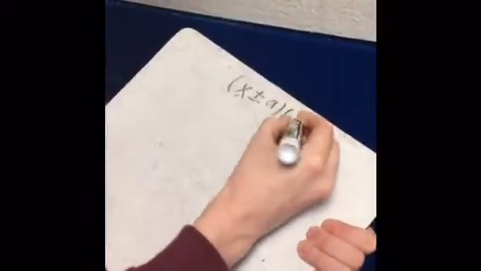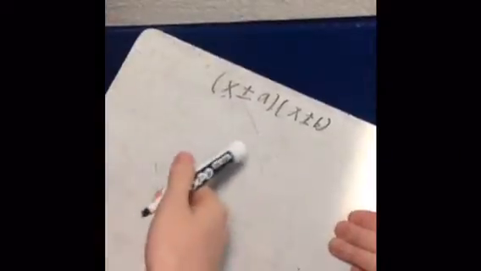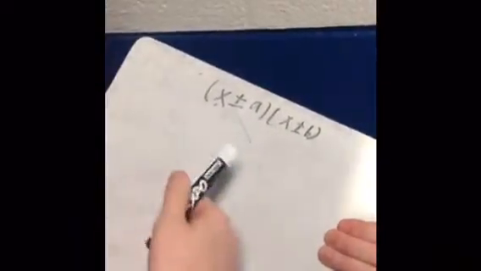Okay, so typically when you're finding the zero of a function, it's going to look something like this. It's going to be x plus or minus a times x plus or minus b, where x is obviously x and a and b are just numbers. So let's apply this to our sample problem here.